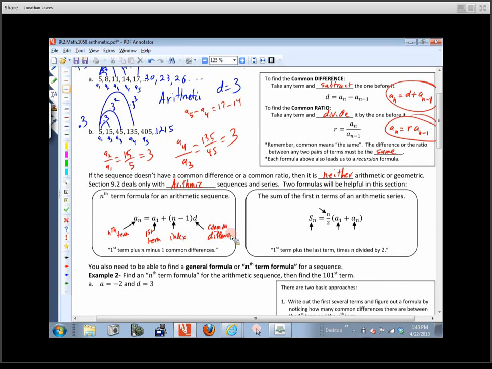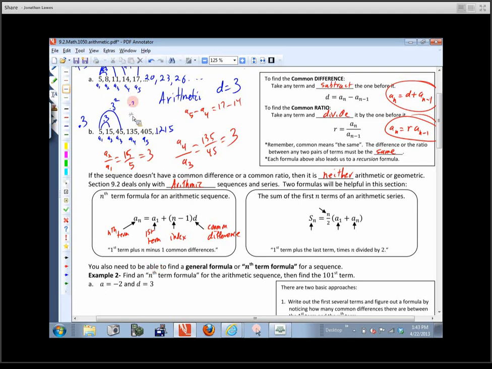Now, I have a little phrase that I use to remember this, and if you'll remember this, I think it will help you a lot. The nth term formula is just this. It's the first term plus n minus 1 common differences.